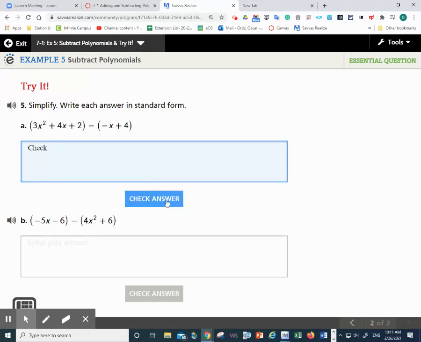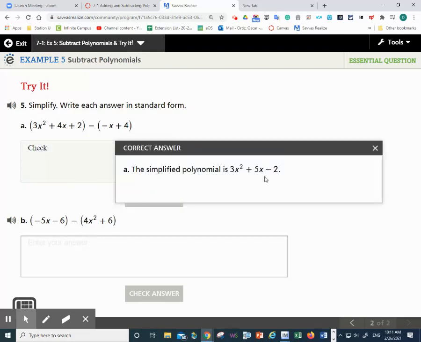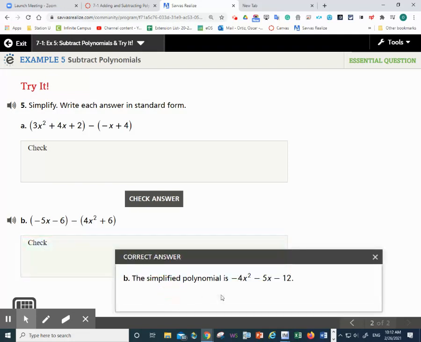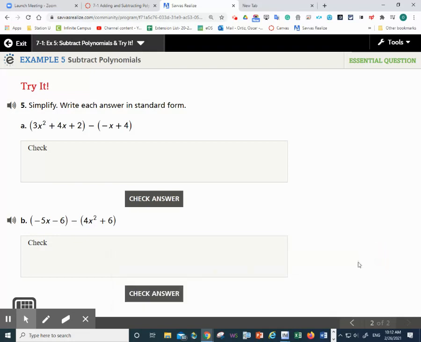So the answer to that one would be 3x squared plus 5x minus 2. Do not miss the opportunity to check your understanding, please. And the other one will be -4x to the second power minus 5x minus 12. Notice how here we are subtracting a binomial from a binomial, and the answer is not a binomial. That's interesting. All right, so keep it in mind, and I will see you guys in class.